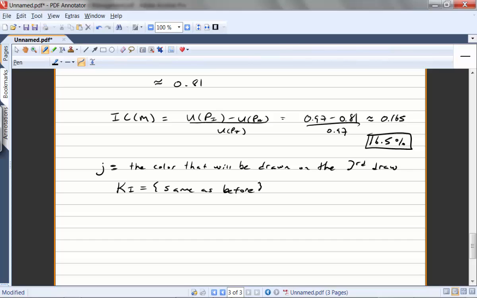Right. And so our initial probabilities. So the state set, let's do the state set, I guess. Let's keep this in order here. Here the state set is either red could be drawn on the third draw or white could be drawn on the third draw.